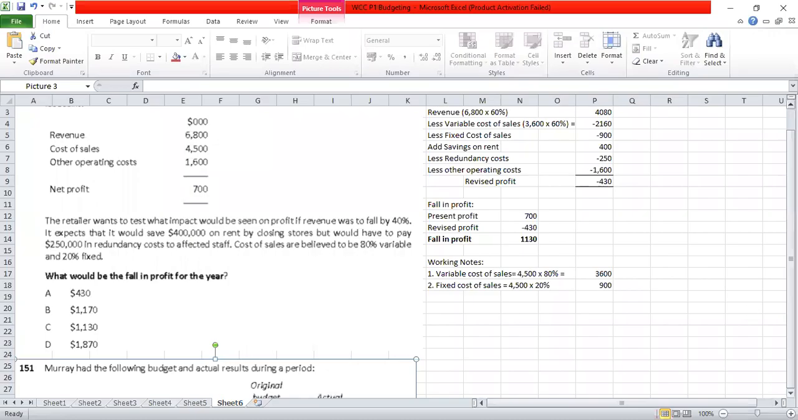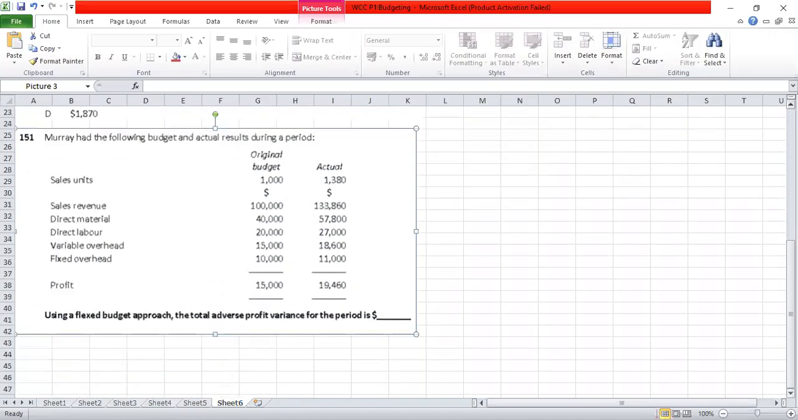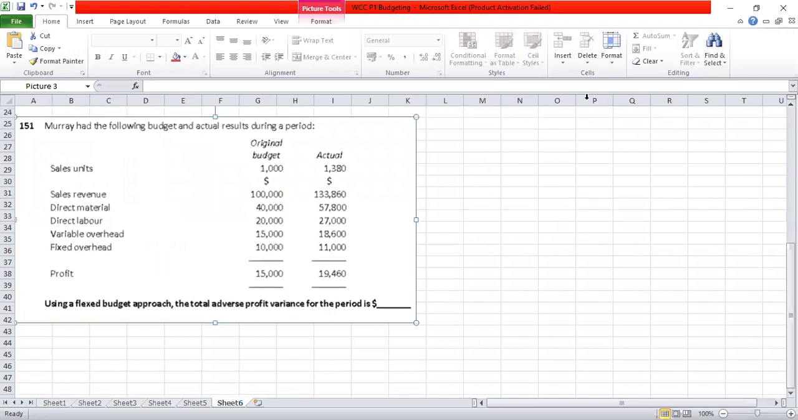Question number 151 on the screen, Excel file. The question says Murray had the following budget and actual results during a period. The original budget which they planned is given at 1000 units, and the other details like sales and other costs are given. But the actual activity took place at 1380 using a flexed budget approach.